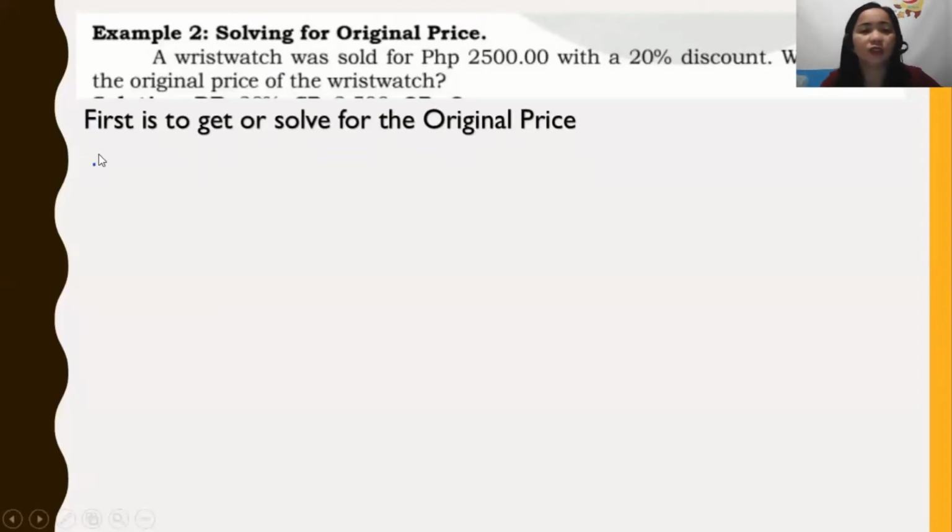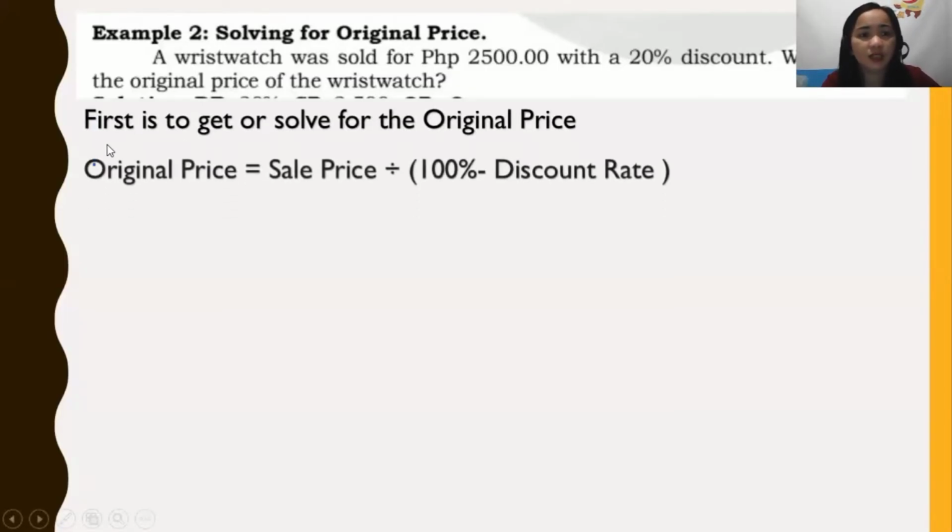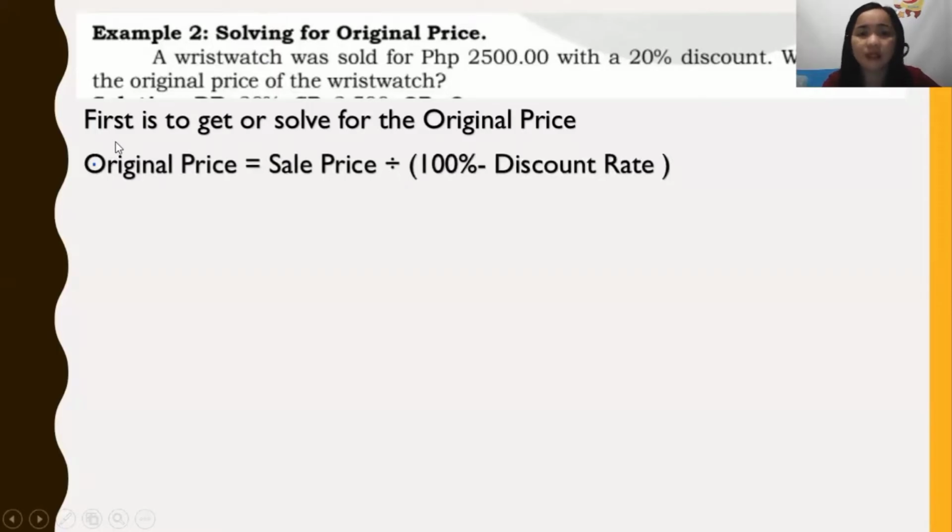First is to solve for the original price. Yun naman talaga ang hinahanap natin. And original price is equal to sale price divided by 100 minus the discount rate. Ito yung kanina sinasabi ko sa inyo. Kaya dito nagkaroon na 100 minus the discount rate kasi yung 2,500, hindi naman siya 20% ng original price. Siya yung natira nung ibinawas yung 20%. And what that is, 100% minus 20%.